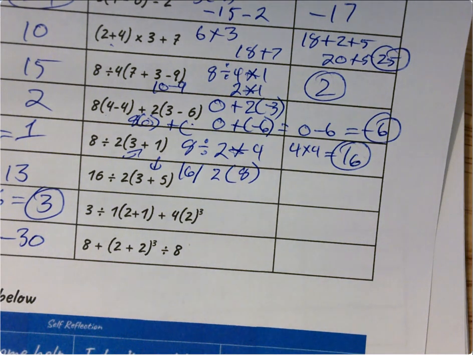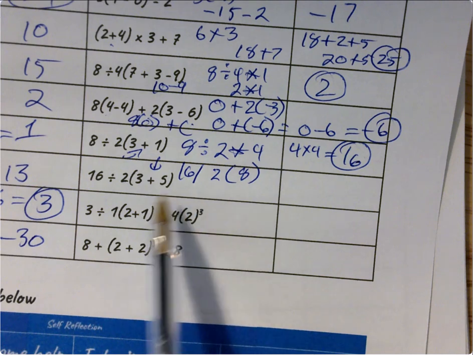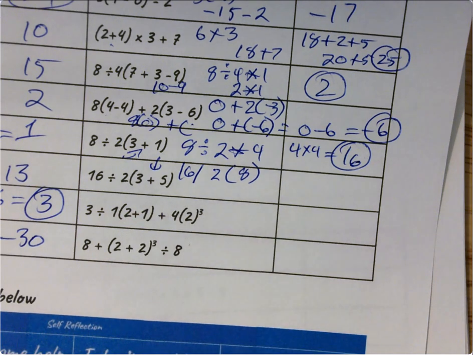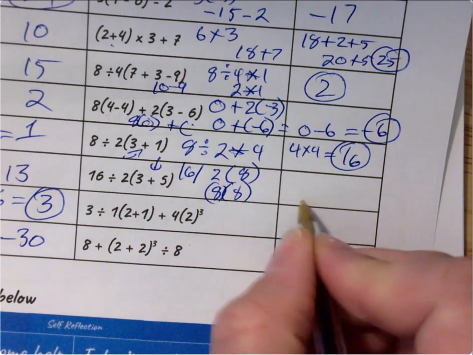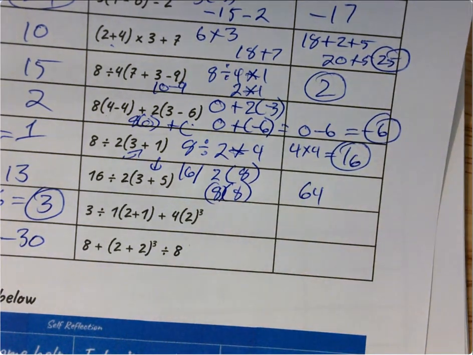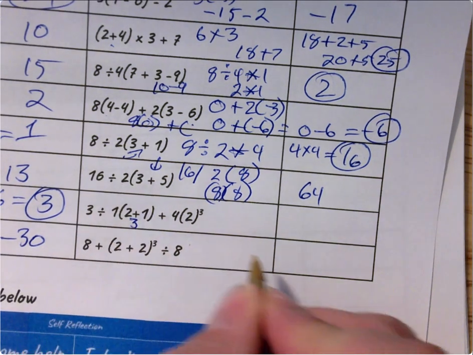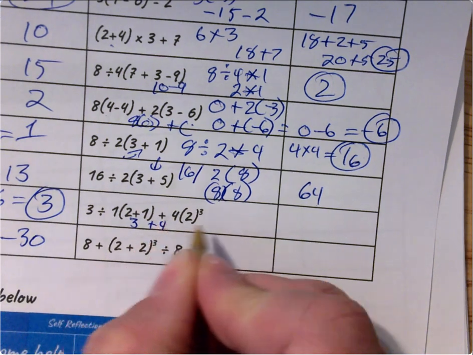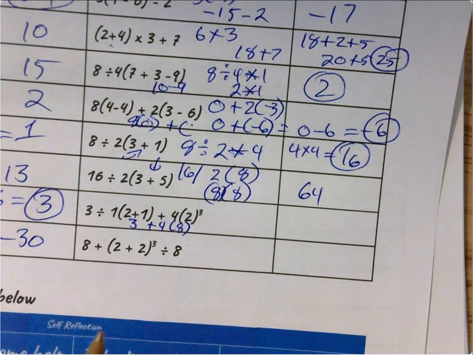Once again, since we're doing this problem, it's division and multiplication, we work left to right. 16 divided by 2 is 8. 8 times 8 is 64. 2 more problems to go. We're going to do 2 plus 1, which is 3, plus 4, see 2 cubed, that's 8. We saw that just a little while ago.